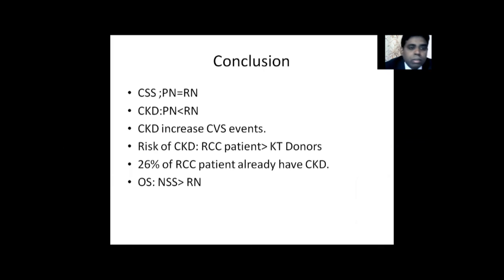So in conclusion, when we compare cancer-specific survival, partial nephrectomy and radical nephrectomy are the same. Kidney disease is more in radical nephrectomy than in partial nephrectomy. Chronic kidney disease increases the mortality due to cardiovascular disease. Risk of CKD is more in renal cancer patients than in kidney transplant donors.